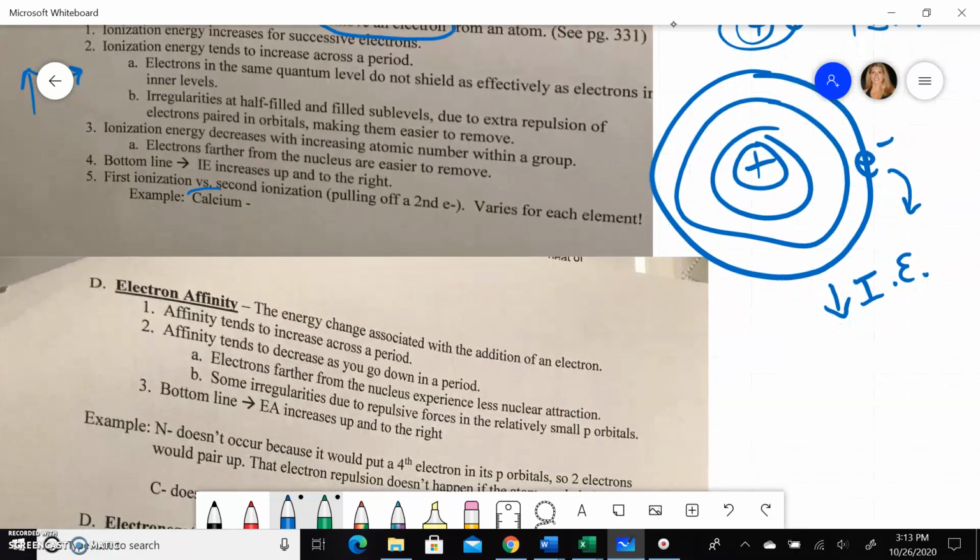Oh, in this example, I used calcium, but I was talking about magnesium. They're both alkaline earth metals, so it works for both of them. So the first and second ionization energy for calcium would be pretty low, and then it becomes stable after you take off 2 electrons. So the third ionization energy would be extremely high.